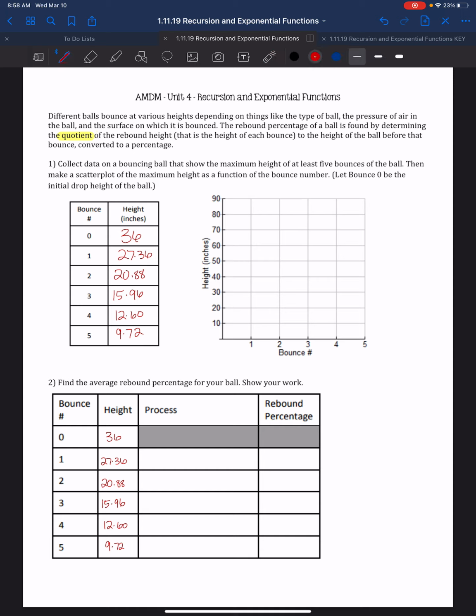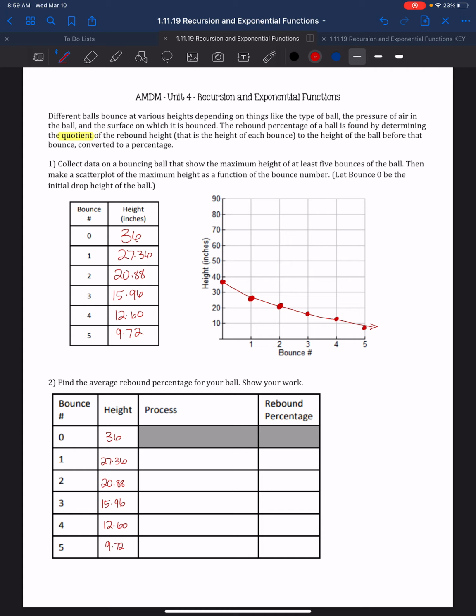So the first thing I'm going to do is make a graph. I've got this empty graph right here, and we're just going to plot all of these points. So I've got the initial height of 0 is 36. So that's about right here. And then after one bounce is 27.36. And then 20.88. 15.96. 12.6. And 9.72. And so you can see we've got this graph following a curved line right here. Just like that.